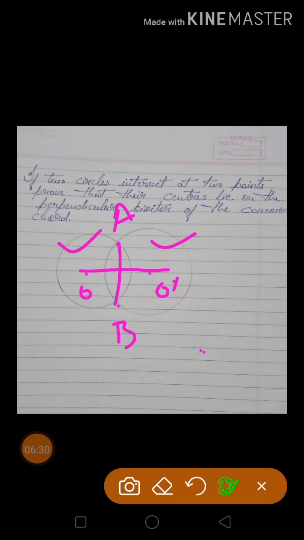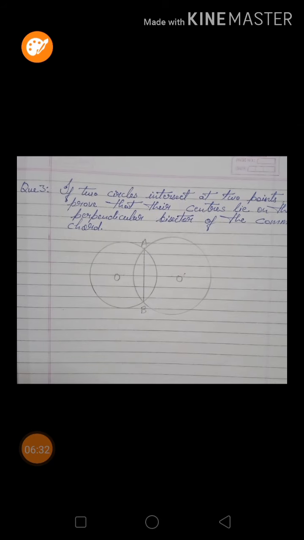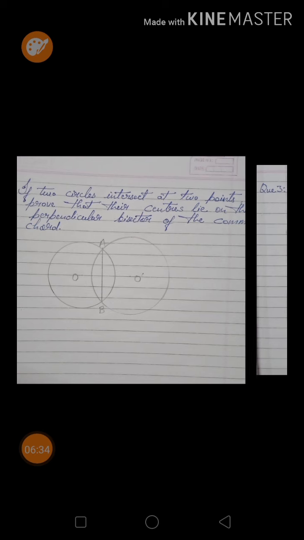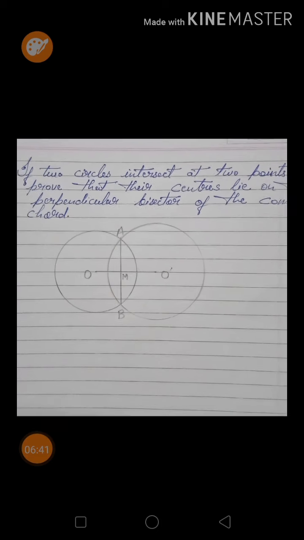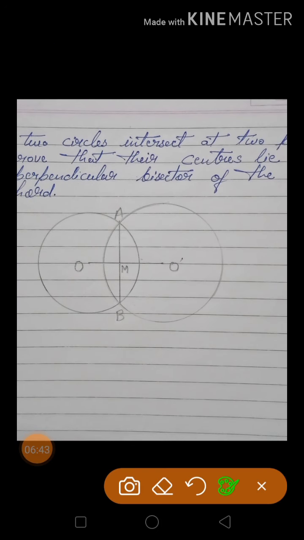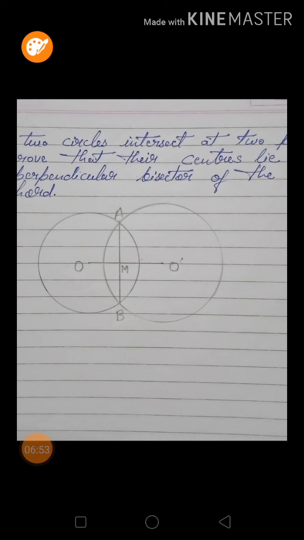So how to prove this? Firstly we join AB, then join O and O dash also. This is the point M where AB and OO dash are intersecting. This is the point M. Now to prove this, we need to prove that O dash lies on the perpendicular bisector of AB.